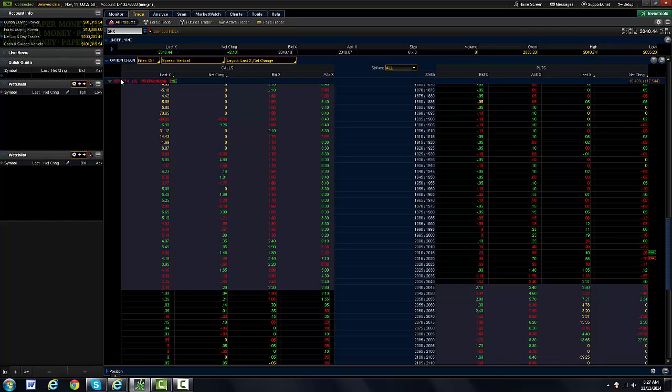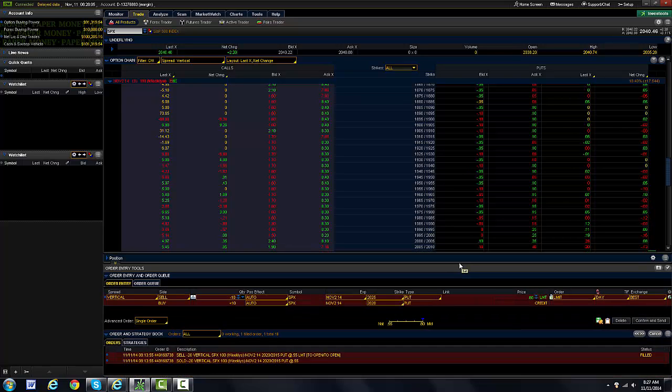Spread, put vertical spread at 20. In selecting our strikes, we go to the center here and we scroll down. We will make our selection. The first thing we want to make sure is that we are selling the 2020 and buying the 2015. We're selling the higher price and buying the lower price.